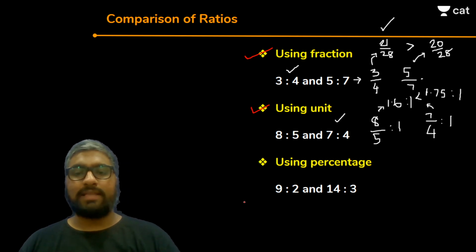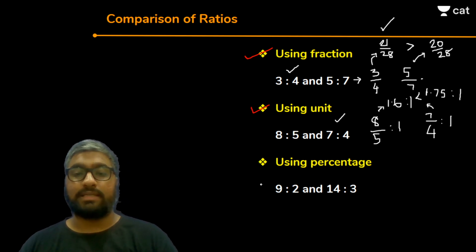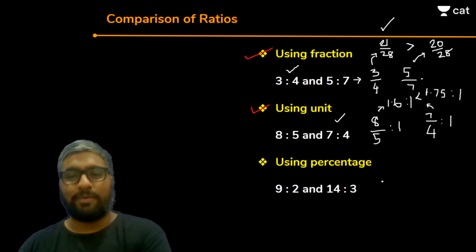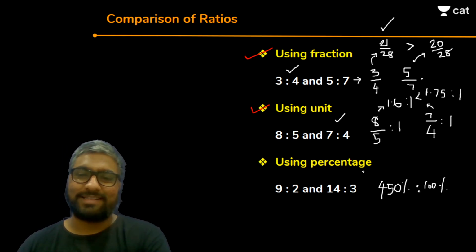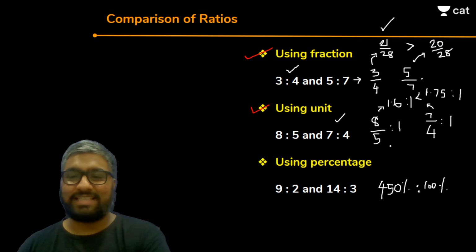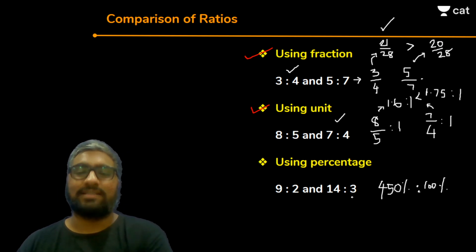Now in this case, using percentage, what would you do? Just convert this into percentage. 9 is to 2 is 9 by 2, which is 4.5. 4.5 is 450 percent. So if this is 100 percent, then this would be 450%. Again, if you see, it's the same. Just that it will help us do this calculation better mentally.